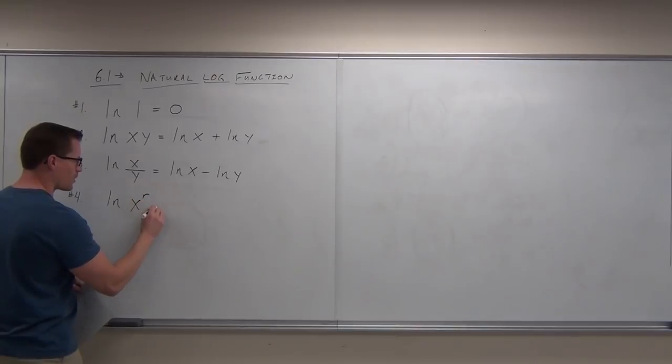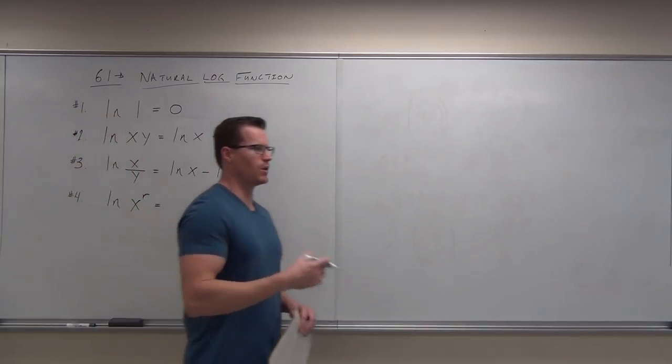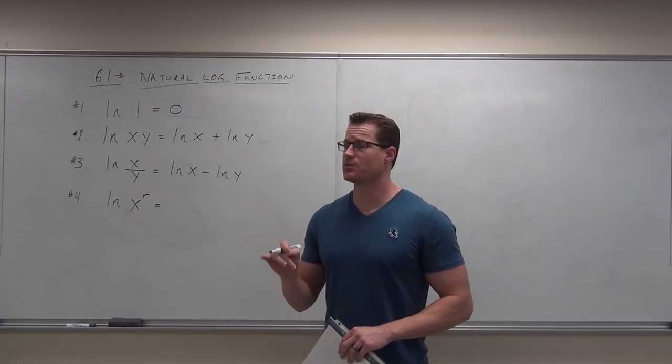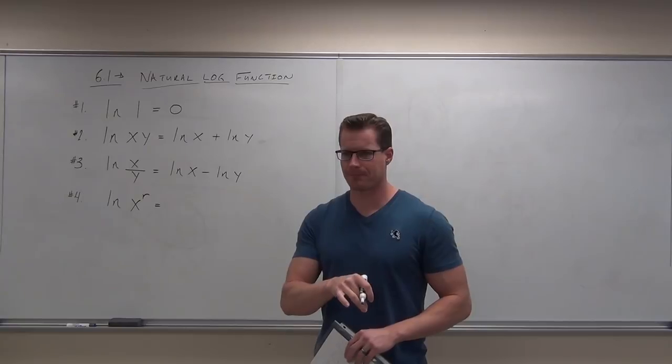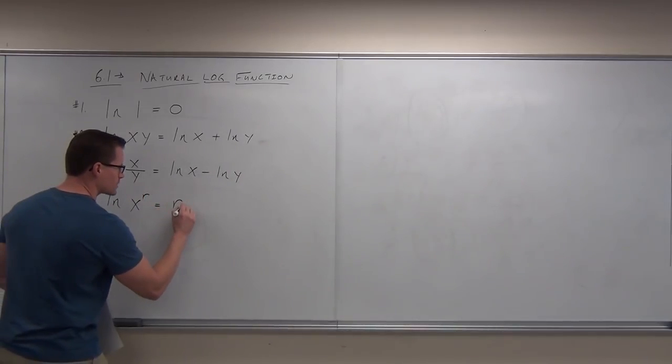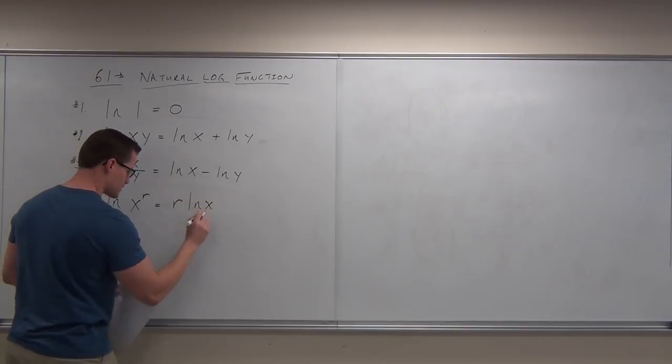This one's called the power property. It says that anytime you have a logarithm with an exponent in the argument of that logarithm, we can do something with that exponent. What can we do with it? Put it in front of ln. Yeah, that's great. So ln of x to the r, same thing as r times ln x.